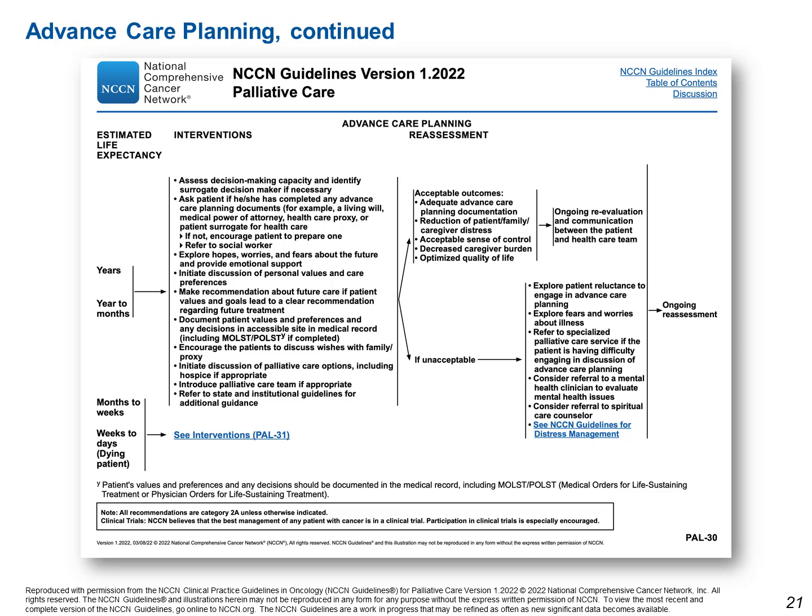Acceptable outcomes are outlined above as before, if it reduces distress. If hospice is unacceptable, explore reluctance, engage in advanced care planning, explore fears and worries again, and refer to specialized palliative care service. Consider referral to a mental health clinician to evaluate mental health issues, and a spiritual care counselor may be helpful.